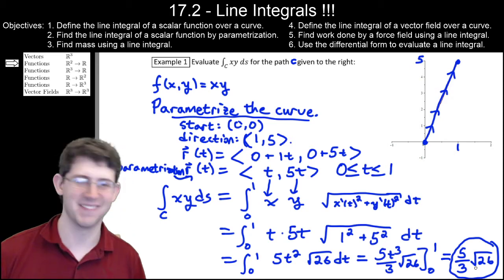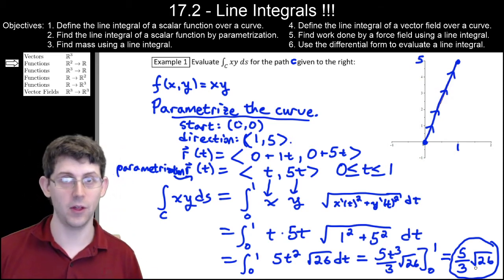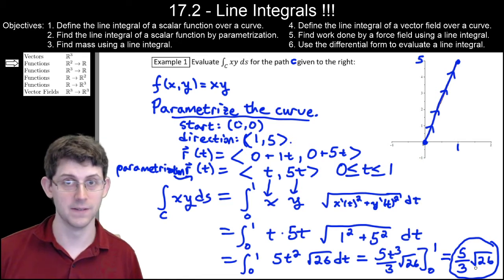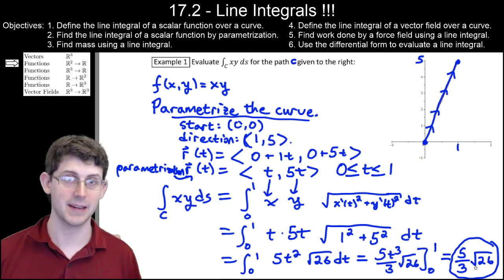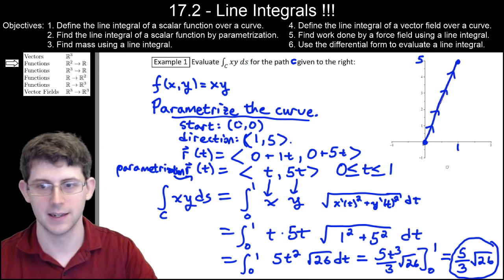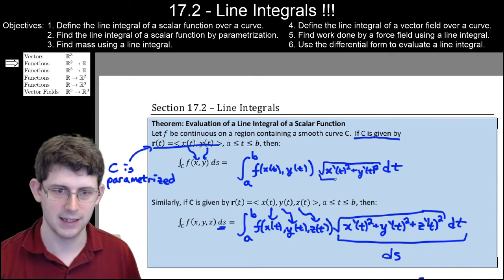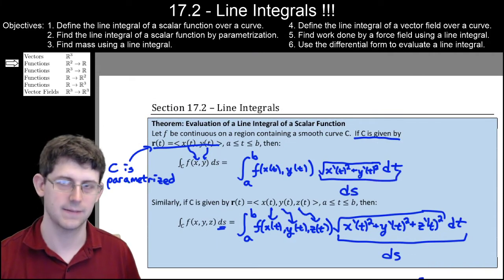Which, whatever that is. So that's a line integral over a curve. All the challenge of the line integral over the curve is to parameterize the curve and then plug in what everything equals. This ds is the ds we used earlier. So you really need that this is ds.